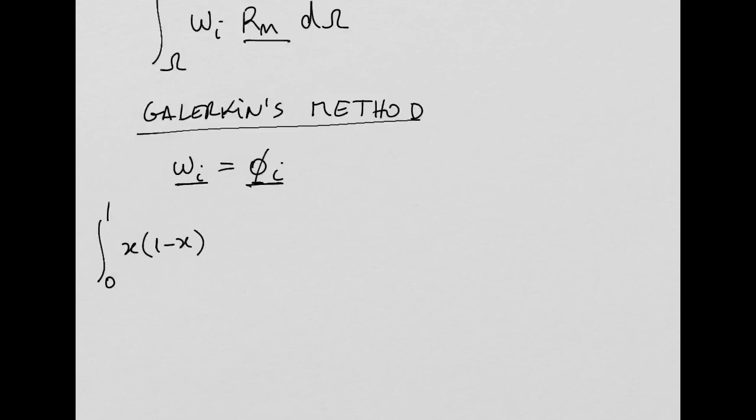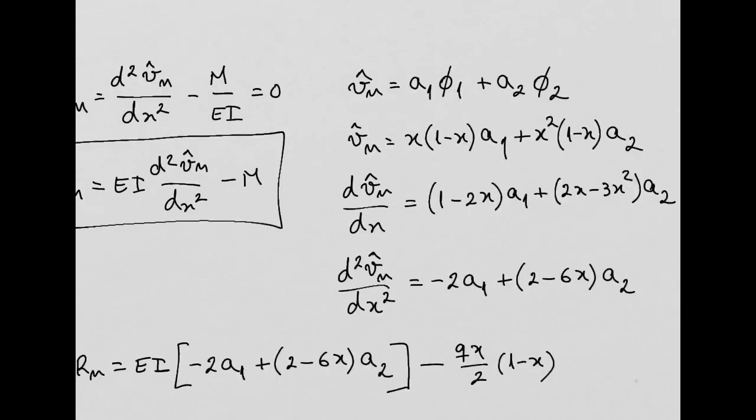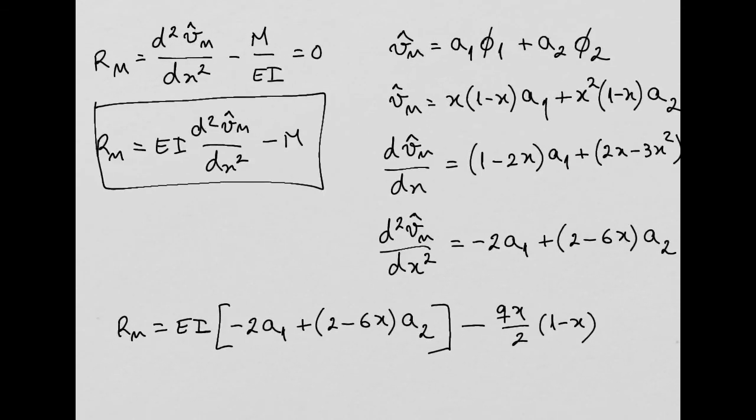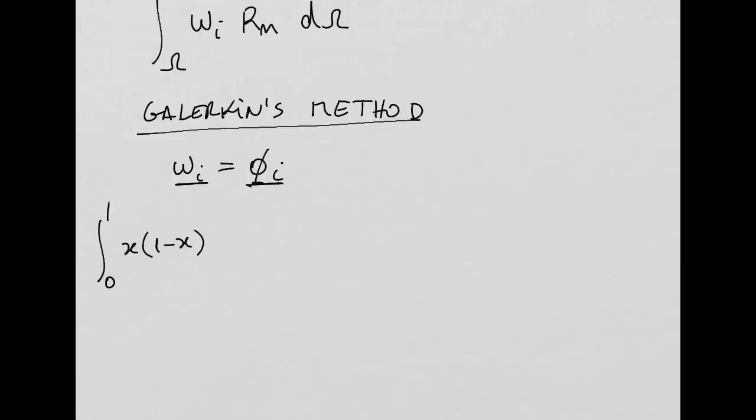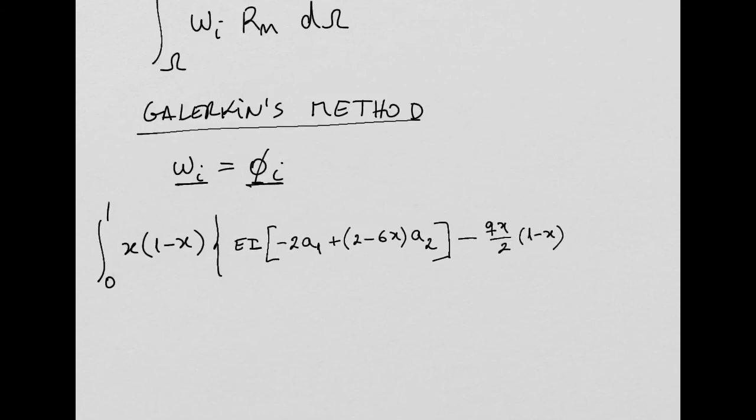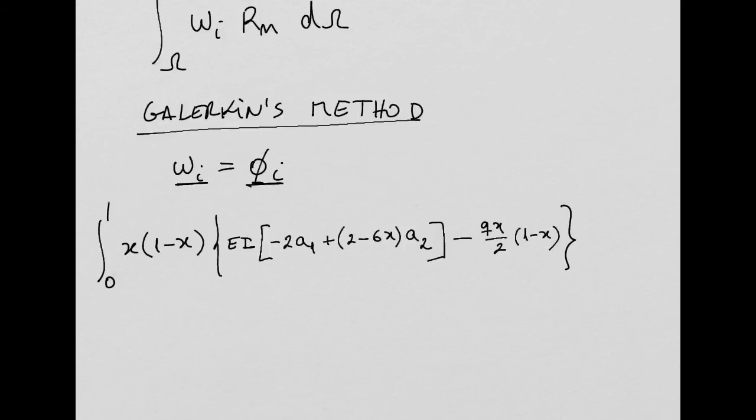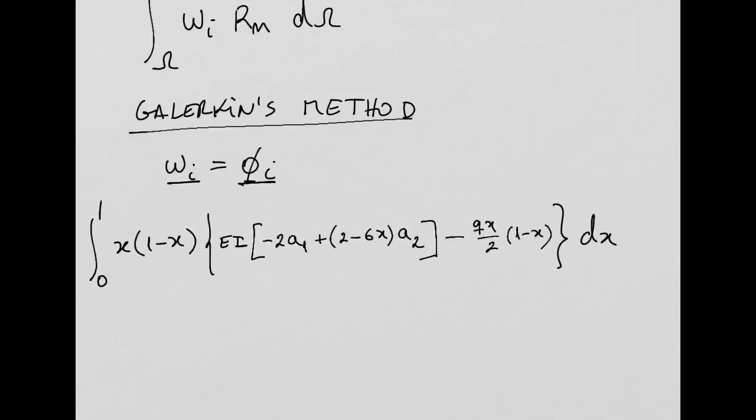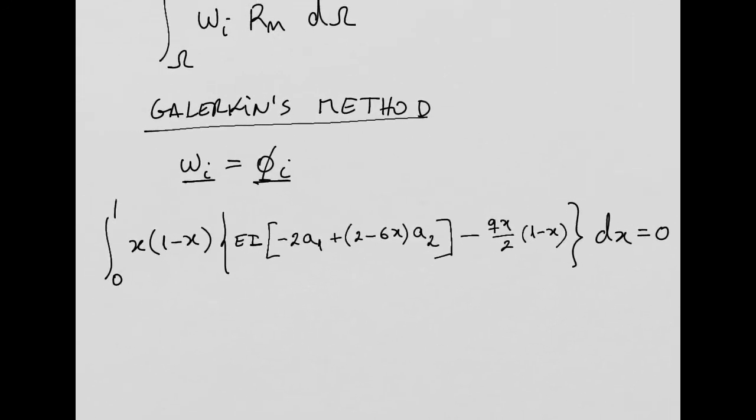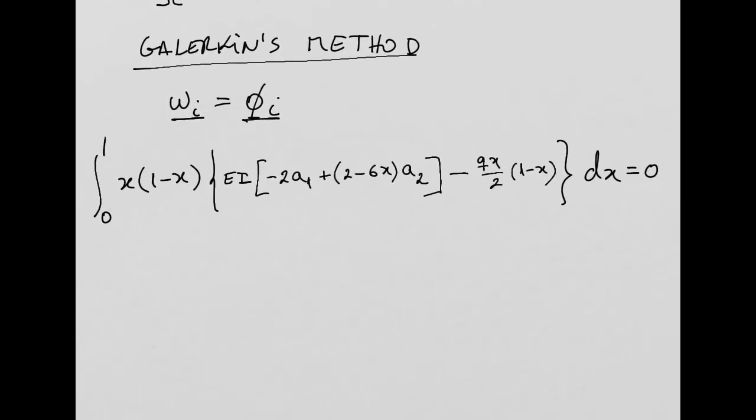And this needs to multiply my residual. But my residual, we calculated already. My residual is given by this. I'm going to copy all of this residual, and I'm going to paste it here. Maybe shrink a little bit. So this is my residual. And this integral is done in the x direction. And this integral needs to be equal to 0 because we want to make it as small as possible to minimize our residual. Yeah?